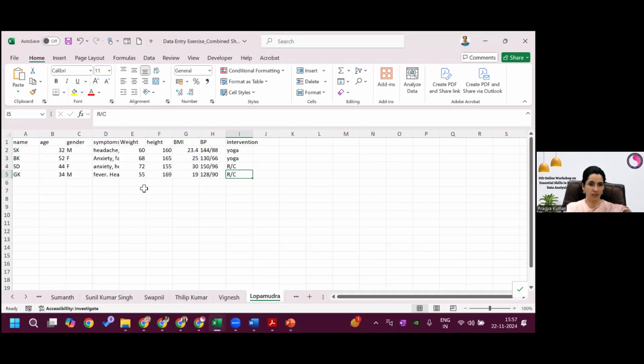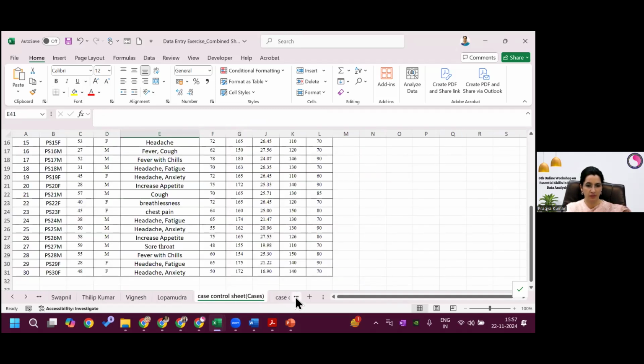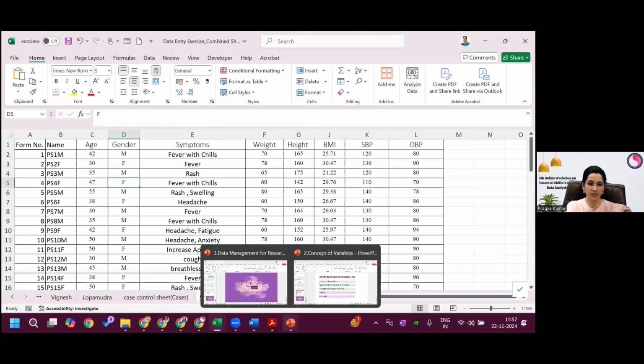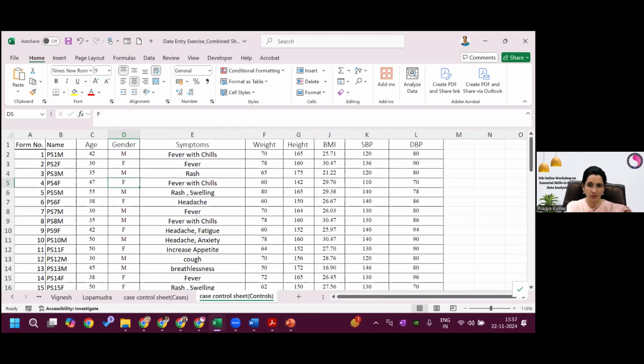Dr. Lopamudra, again, problems with the symptoms together in one and BP in one. The rest is okay. Somebody has not written the name, but somebody is again the same, 2 sheets. Control sheet and case sheet. So that should not have been separate. Finish. Done? Yes. Okay. So this was the exercise which we have given to you.